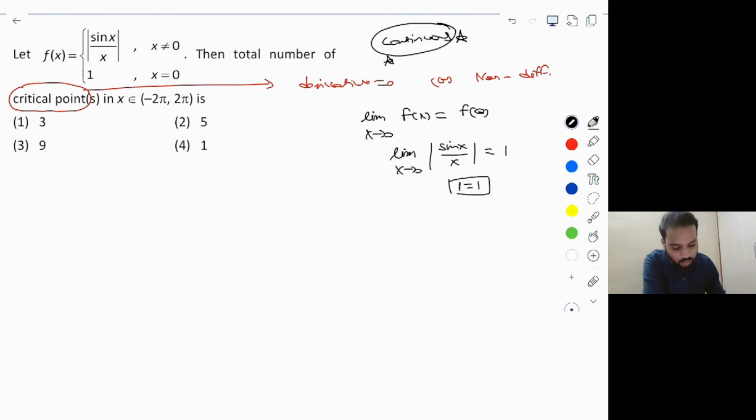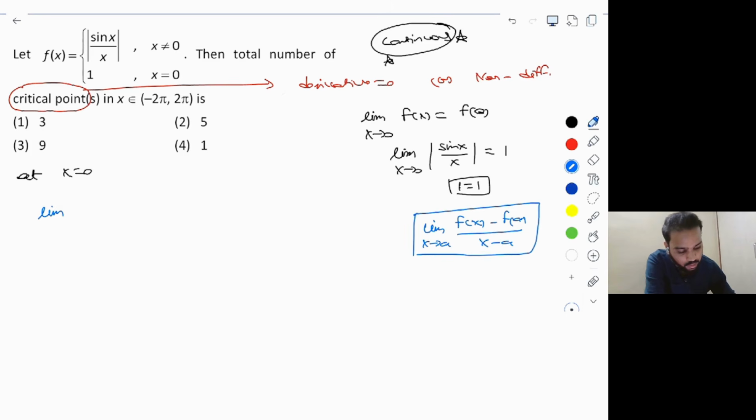Now let's check for differentiability at x equal to 0. Now we know the differentiability test. I'm going to write the formula here just to recall: limit x tends to a, f of x minus f of a divided by x minus a. If this limit exists, directly we can say the function is differentiable, right? And whatever value you get, if the limit exists, that is nothing but the value of f dash of a. This is the basic concept of differentiability. Obviously, we have other methods also to check for differentiability, but this is the method I generally follow in any question.